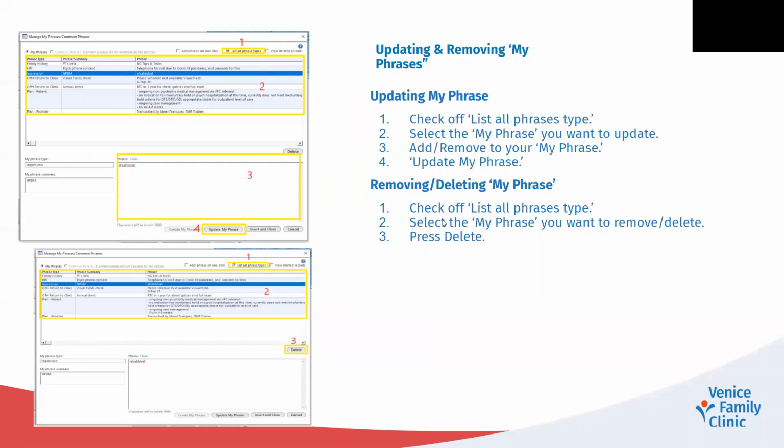It's also important to note that next to the list all phrases type, there is a box where you're able to check off to view all the phrases you have deleted. So for example, if by any chance you delete or remove one accidentally, you could always go back to that box and recover what you removed and deleted from the My Phrase list.